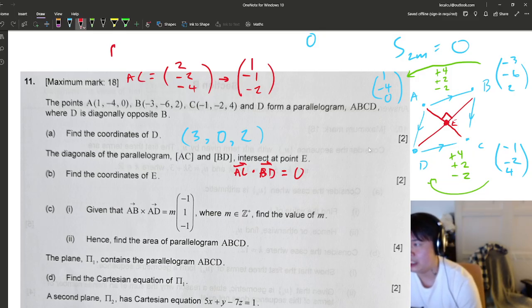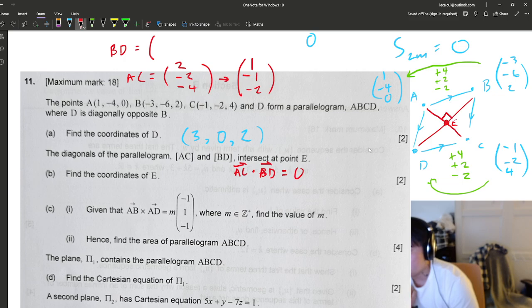And then what BD is next. So BD. So negative 3 minus 3. Negative 6. Negative 6 minus 0. Negative 6. 2 minus 2, 0. Beautiful. Okay, so then this is the same as 1, 1, 0.